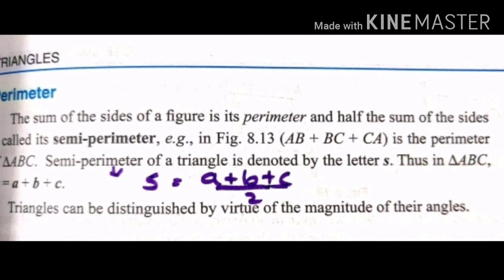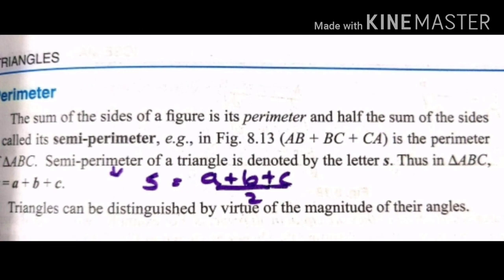And if we want to talk about its semi-perimeter, then semi-perimeter of a triangle is denoted by small letter s, and it is denoted as s is equal to (a plus b plus c) upon 2, that is sum of the three sides of a triangle divided by 2 is known as its semi-perimeter.